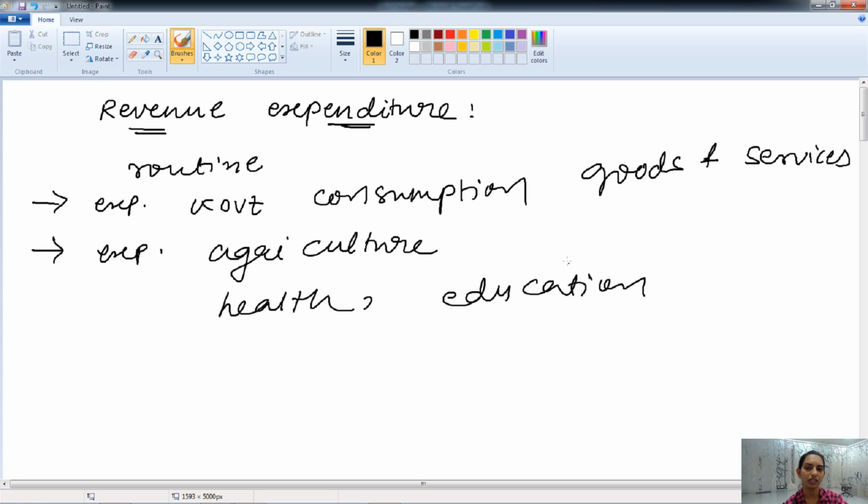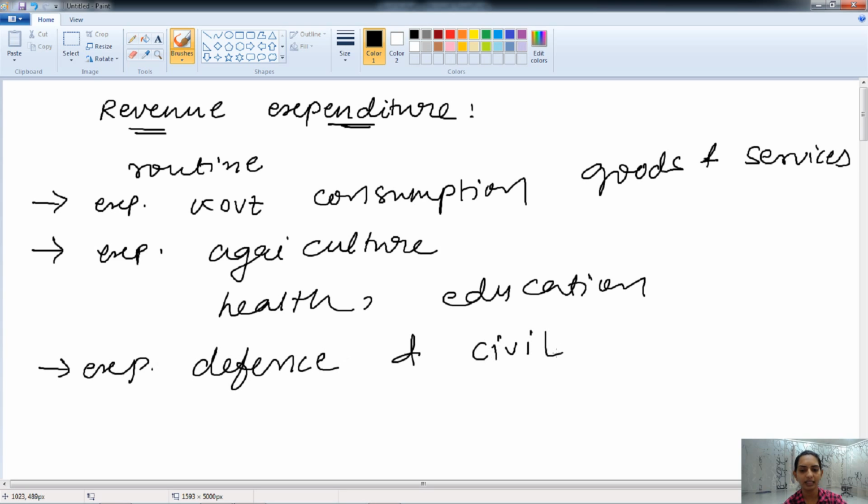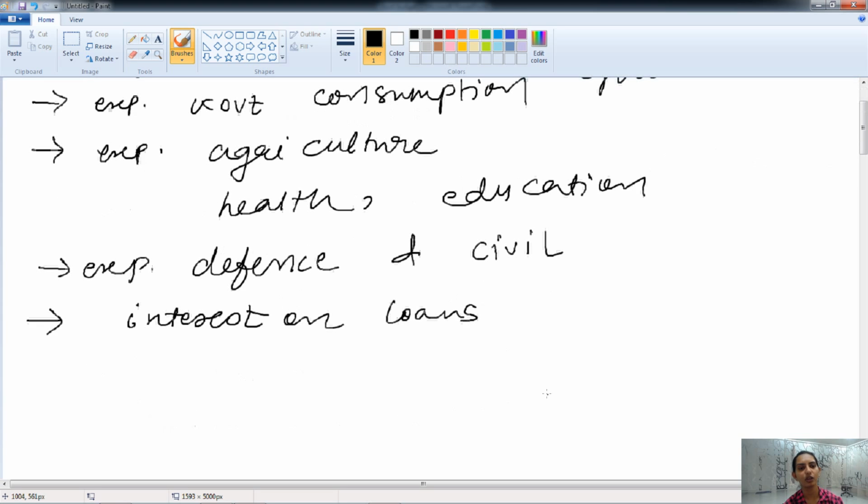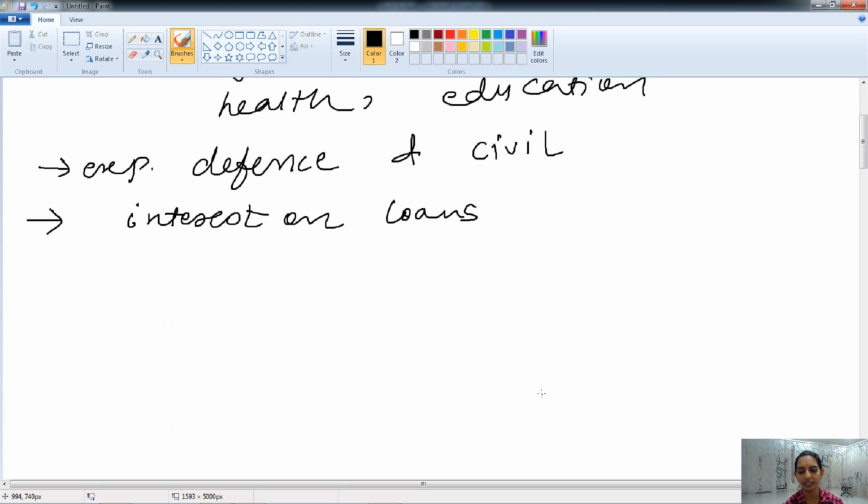Okay, so all this expenditure is known as the revenue expenditure. Then the expenditure made by the government for the defense sector and the civil administration is also known as the revenue expenditure. Expenditure made by the government for paying interest on loans taken in the previous year is also known as the revenue expenditure.